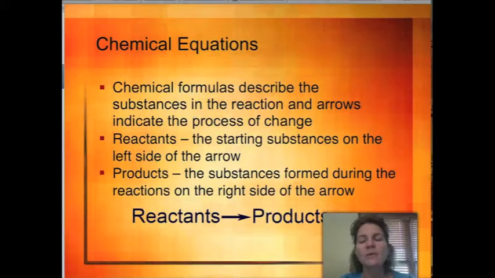All right, a chemical equation is a formula that describes the substances in the reaction, and then there are arrows that point to the products, which is the result of that reaction. The reactants are the starting substances, and they're always found on the left side of the arrow. The products are on the right side. They are the substances that are formed after the reaction occurs.